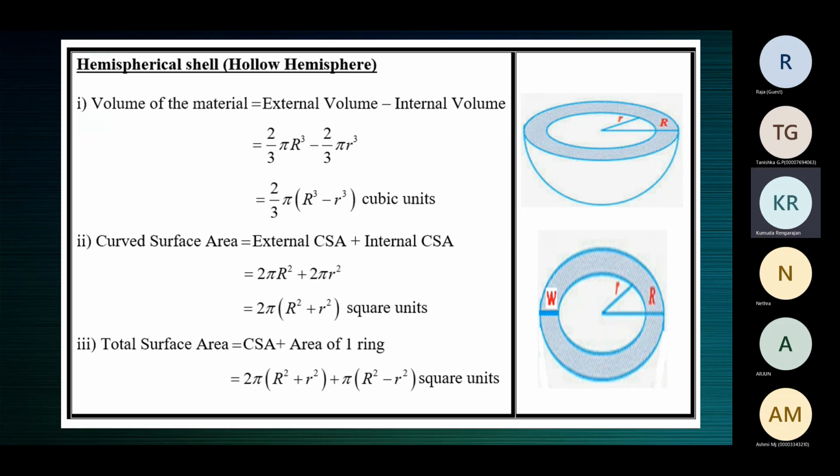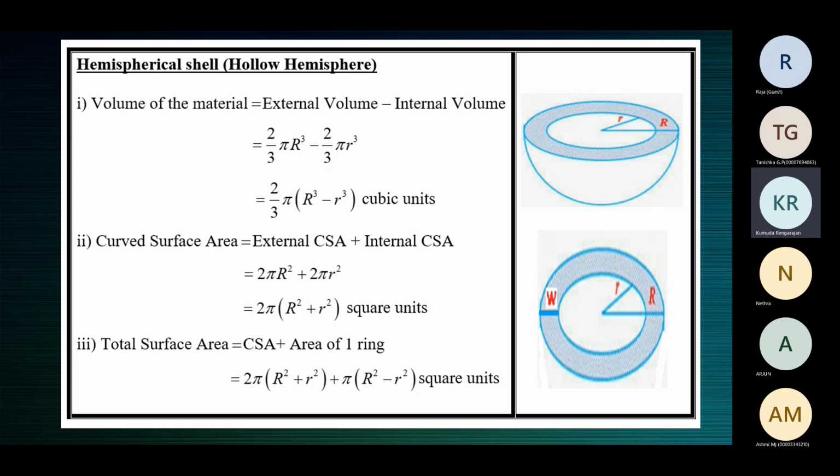So the volume of the material is external volume minus internal volume. For a hemisphere, it is 2 by 3 pi r cube. So just take the different radius, capital R and small r: 2 by 3 pi common, R cube minus r cube cubic units. CSA is internal CSA plus external CSA. CSA formula is 2 pi r square, so with small r and capital R, 2 pi common and you have R square plus r square square units.